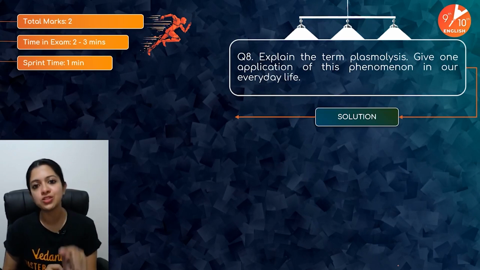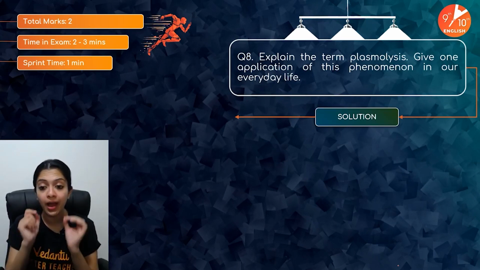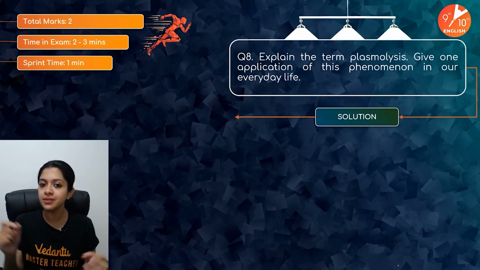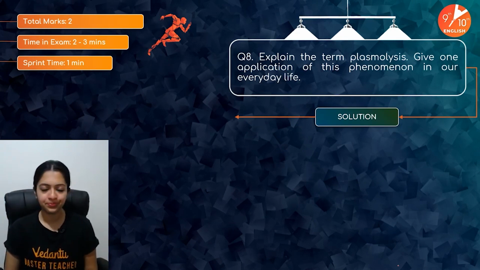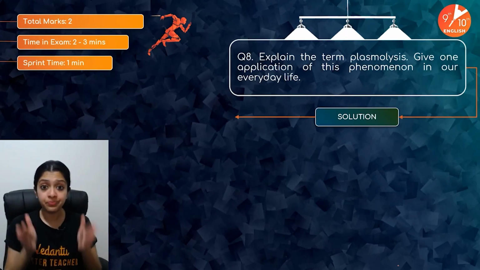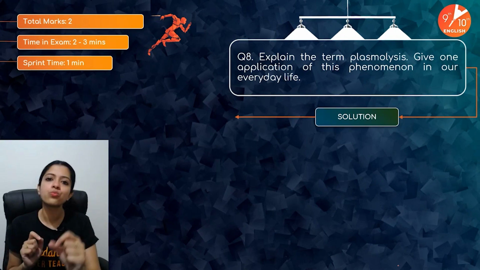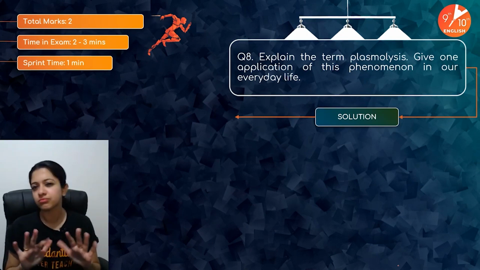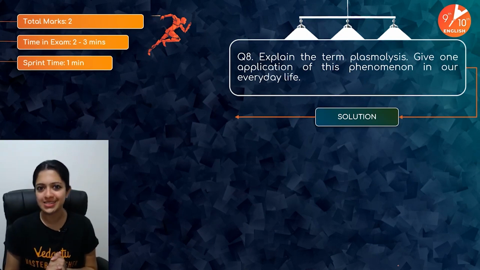You might be asked to identify the phenomenon represented in the diagram. The second part of the question could be, give one application of this phenomenon in our everyday life. And there might be a third, fourth, and a fifth sub-question as well. But the thing is, if you don't know what the diagram represents, you're going to be at risk.